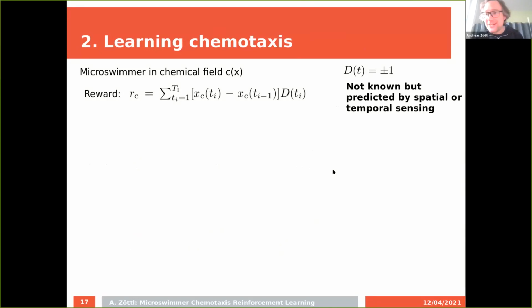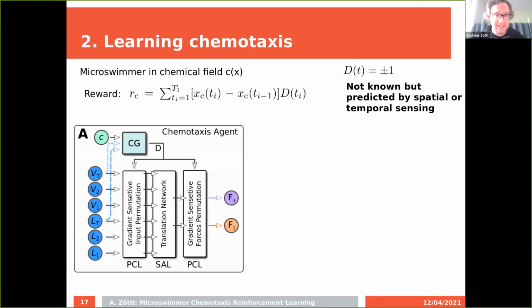Okay, but now I want to also show you that we can learn chemotaxis, and here the reward is modified. When a microswimmer moves in a chemical field, the reward is now to move in a certain direction D, where D is the direction of the chemical field. So if it goes in the wrong direction of the chemical field, if it goes away from a maximum, it's a negative reward. And the thing is that the microswimmer does not per se know what the sign is. It doesn't know the gradient directly, but it can only do temporal or spatial sensing.